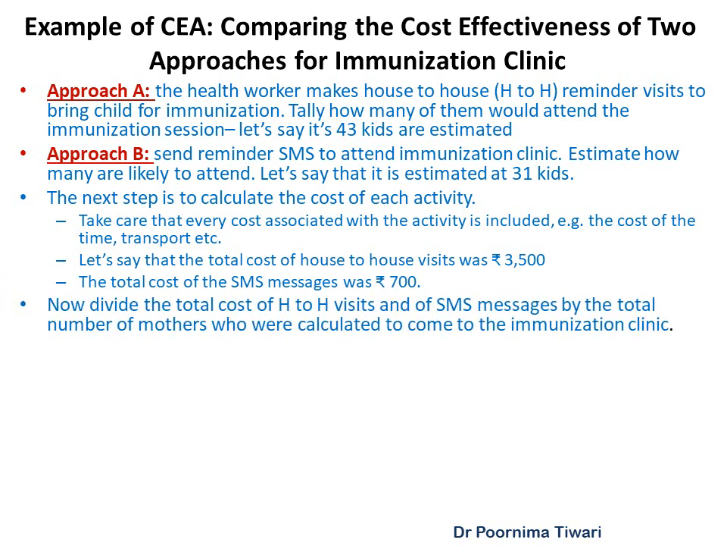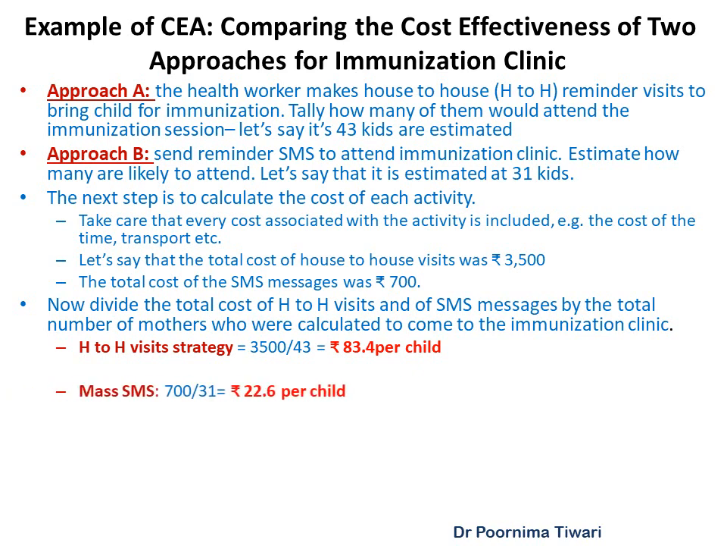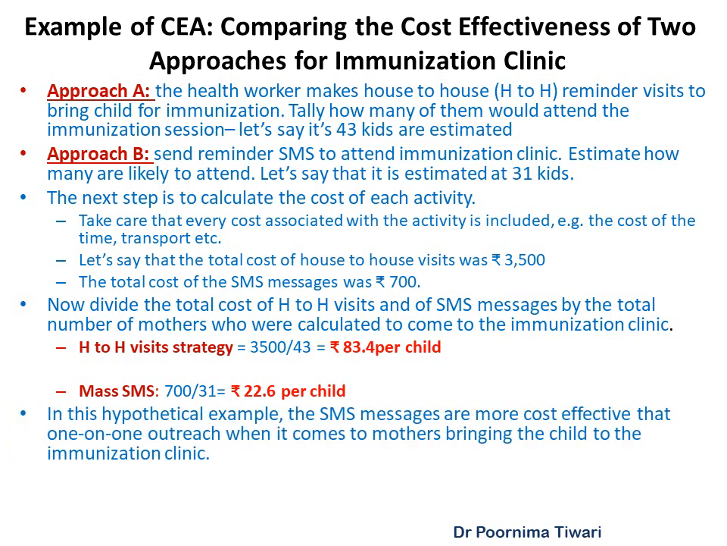Now we divide the total cost of house-to-house visits by the total number of mothers who were calculated to attend the immunization clinic, and we divide the cost of SMS messages by the total number of mothers who brought the child to the immunization clinic. So house-to-house visits resulted in 3,500 cost divided by 43 kids who would attend the clinic, that is rupees 83.4 per child. Whereas the mass SMS cost was 700 divided by 31 kids estimated to visit us, and was 22.6 rupees per child. So in this hypothetical example, the SMS were found to be more cost effective compared to house-to-house outreach.